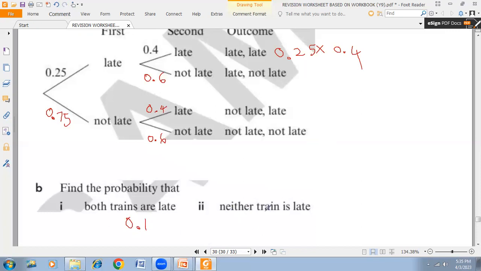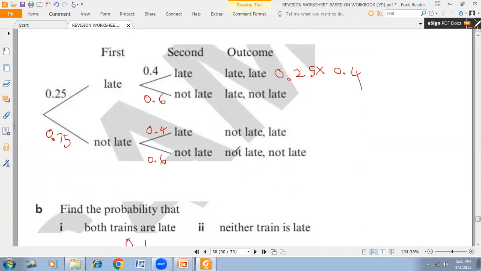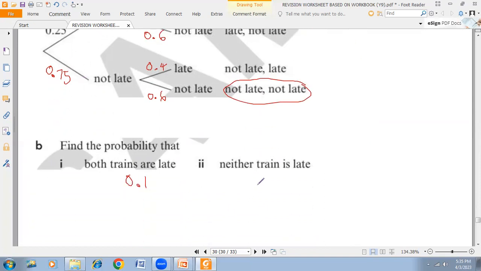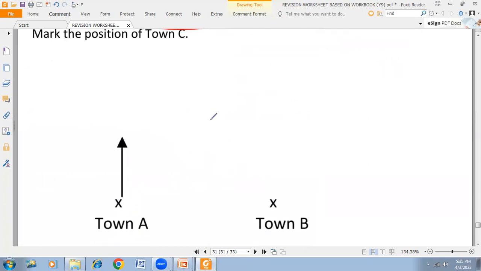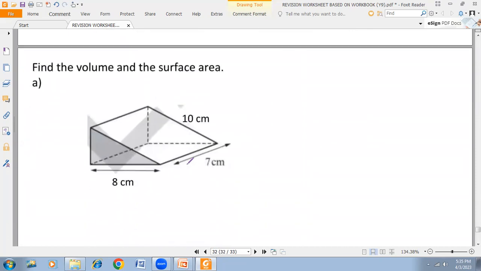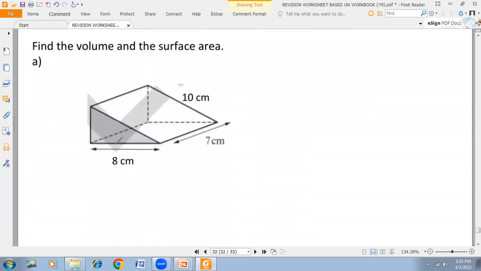Okay, next one is neither train is late. So both are considered not late and not late, right? So not late and not late is this part. So it is 0.75 times 0.6, which is 0.45. Okay. For this question, I will show you a slide after I finish the other questions. Yeah. Move on to surface area and volume of a prism.